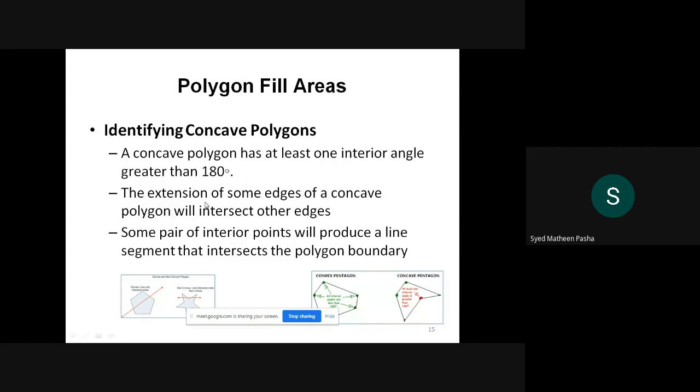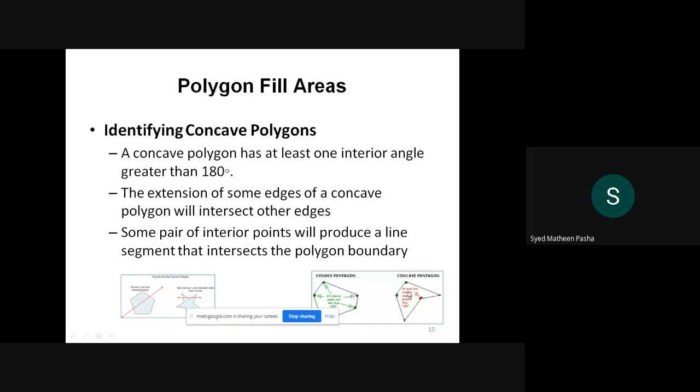Then the extension of some edges of a concave polygon will intersect with other edges. If suppose you are defining two polygons there, if I take this as one polygon and another polygon with respect to the same object, and there is an intersection of edges, then I can call that a concave polygon. Then some pair of interior points will produce a line segment that intersects the polygon boundary.